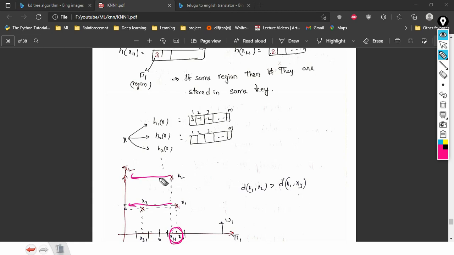They are in the same region in this plane, but they are in a different region in the other plane. If the point is here now, then these two are in the same region here also, and these two are in the same region in this plane also. Like that we will go. This is a good thing.